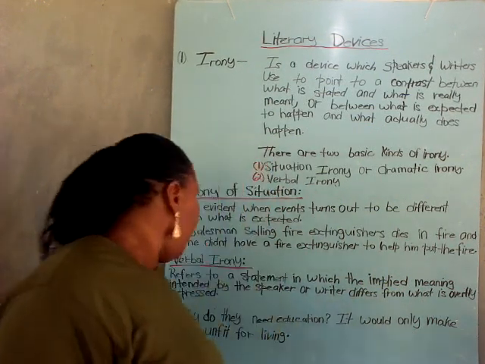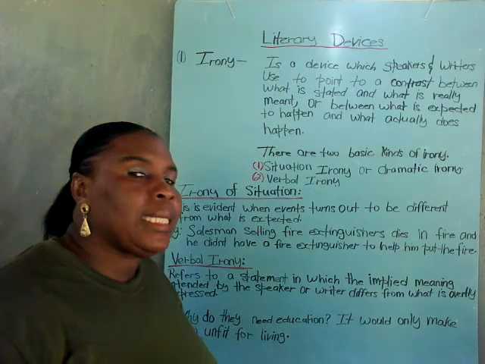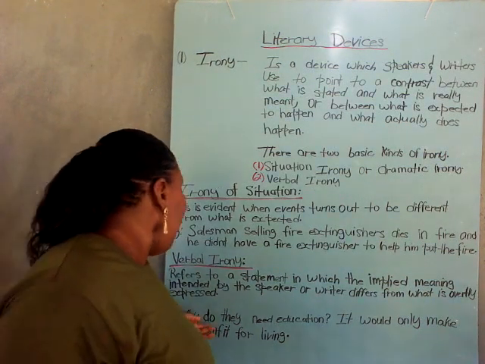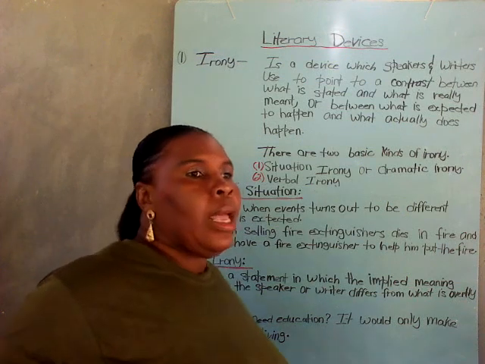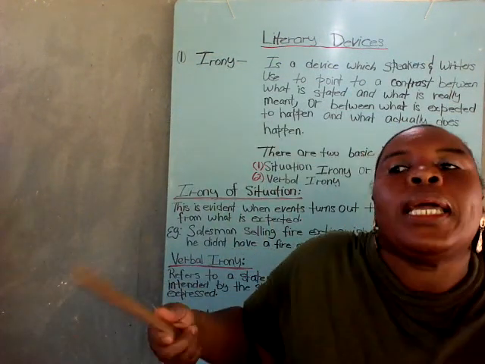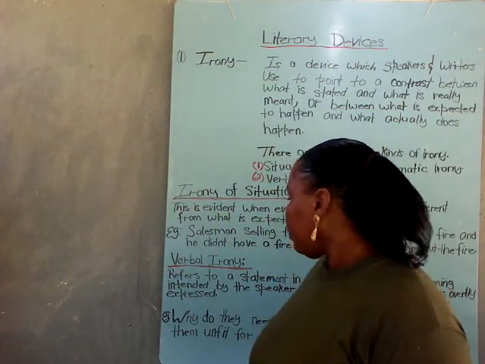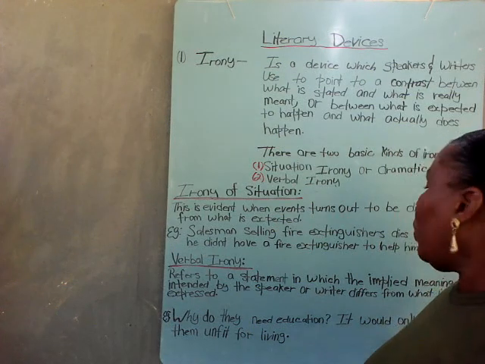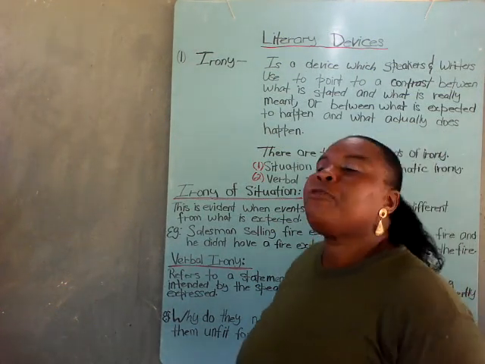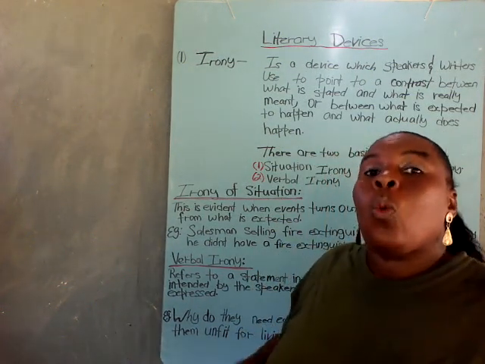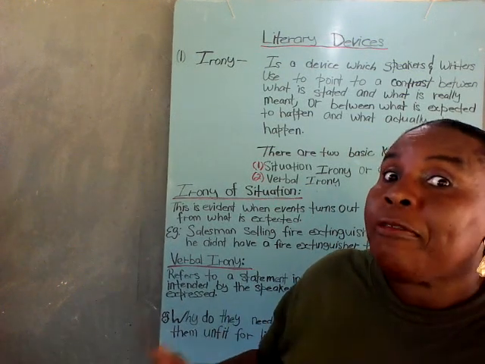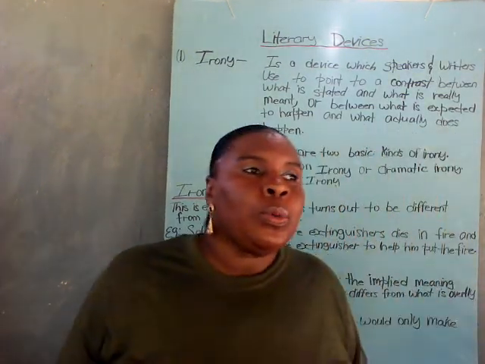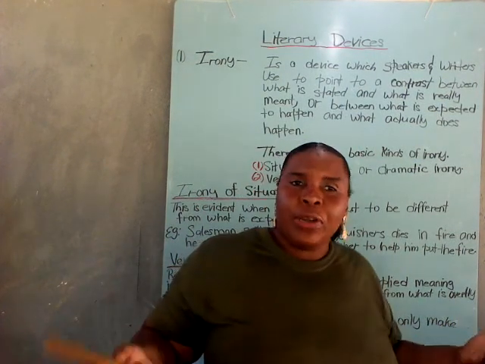Here I've given you an example. Someone is asking, why do they need education? It would only make them unfit for living. Why do they need education? It will only make them unfit for living. Now, you can see the irony in that, right?